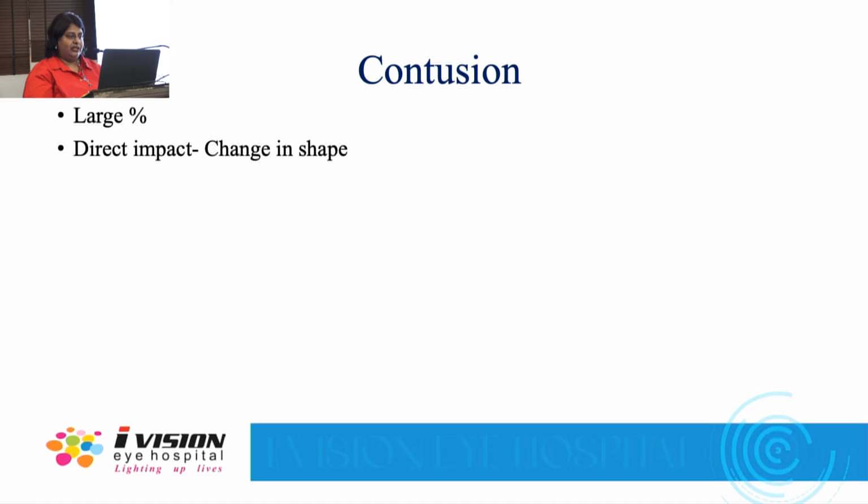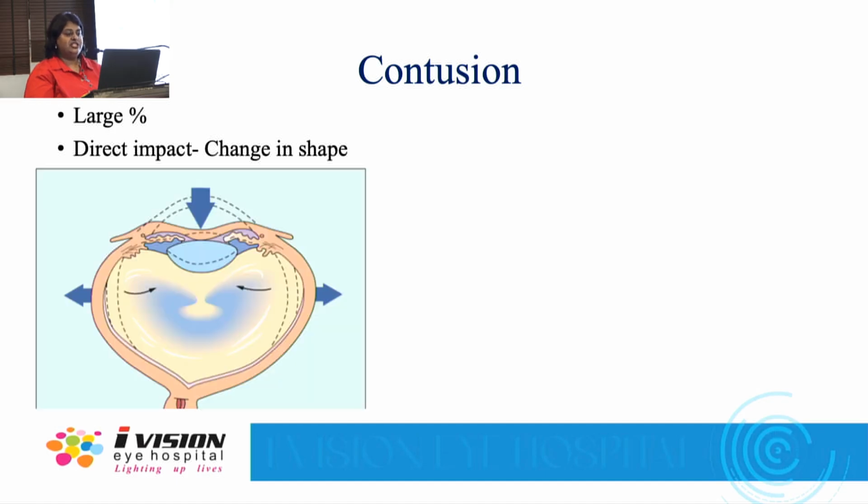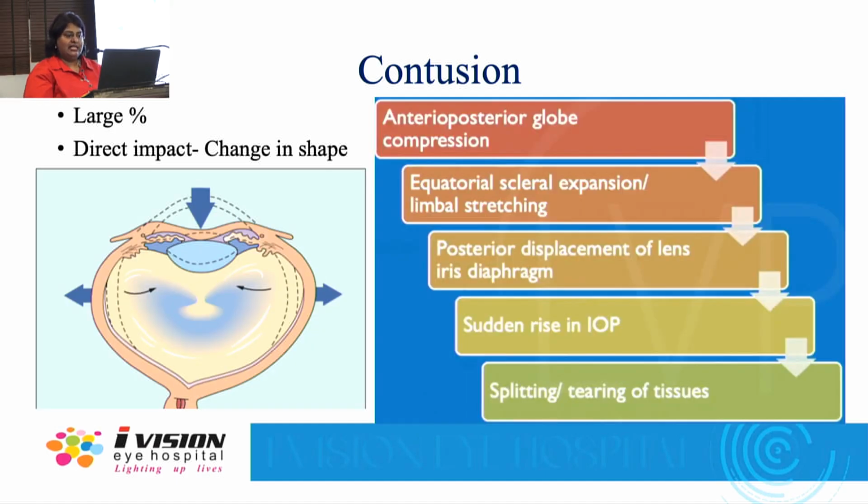The direct impact leads to change in shape of the eye. What happens is that anteroposterior globe compression happens. There will be equatorial scleral expansion and limbal stretching, and this stretching is what causes the problem. Posterior displacement of the lens-iris diaphragm, sudden IOP rise, and splitting or tearing of tissues happens.